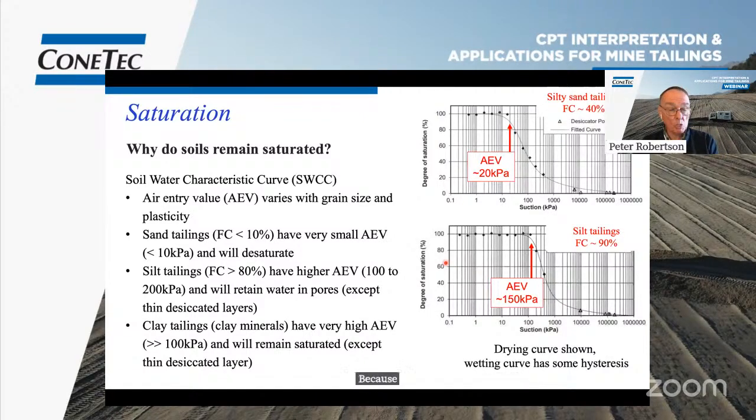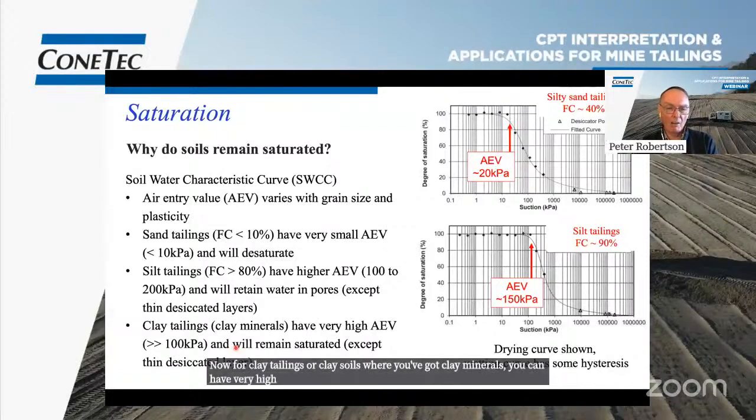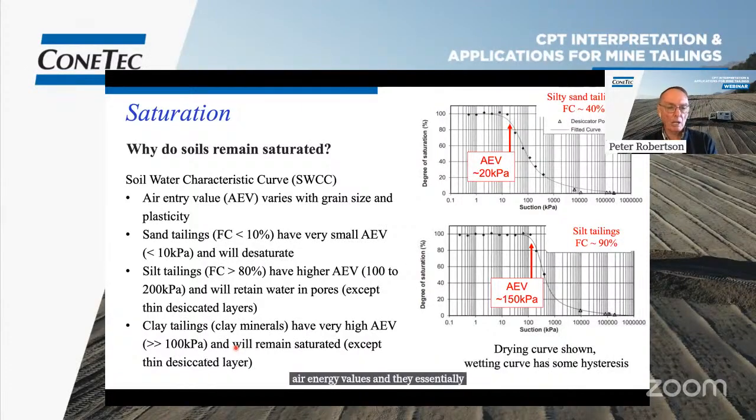Because what happens is when you shear them, they have a tendency to contract. And so the small air bubbles go into solution and they become essentially saturated. Now, for clay tailings or clay soils, where you've got clay minerals, you can have very high air entry values, and they essentially will remain saturated forever. And so they will never desaturate, even if you lower the phreatic surface completely. So silt tailings and clay tailings tend to remain saturated even when the facility is closed and they're draining down. So the phreatic surface may be dropping over time, but these fine tailings can remain saturated.